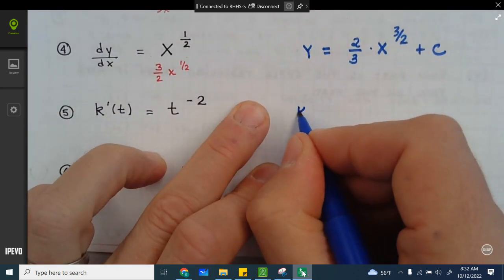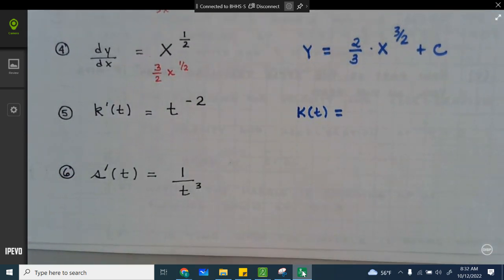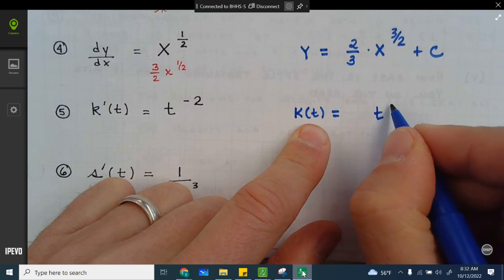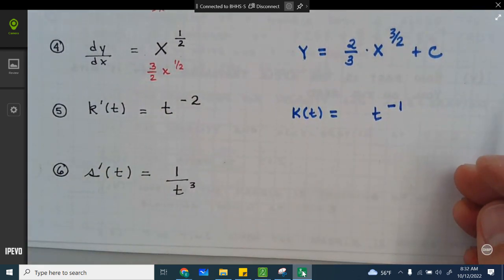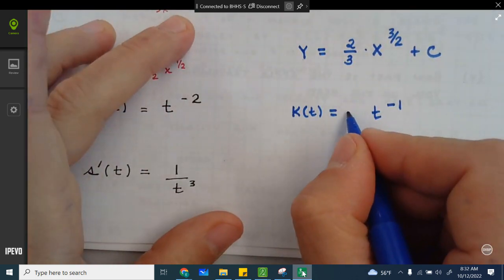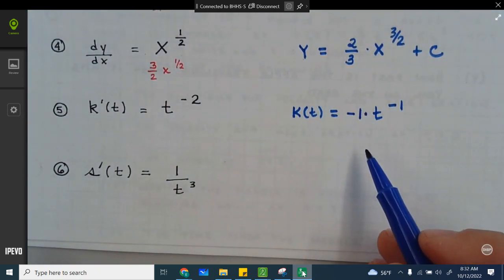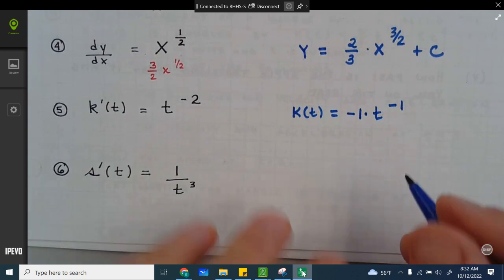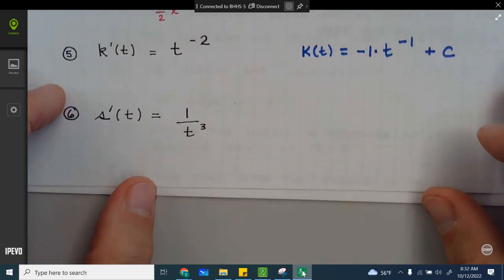Matt, I'm coming to you on this one. We were given k prime of t, so we want to come up with k of t. So we start with t to the power of -1. Okay, I like that. You added 1 to it. But that would make it -1, so I have to start off with -1, so multiply to 1. So you want a -1 in front? Yeah. Okay. Plus c. Okay. I like it.